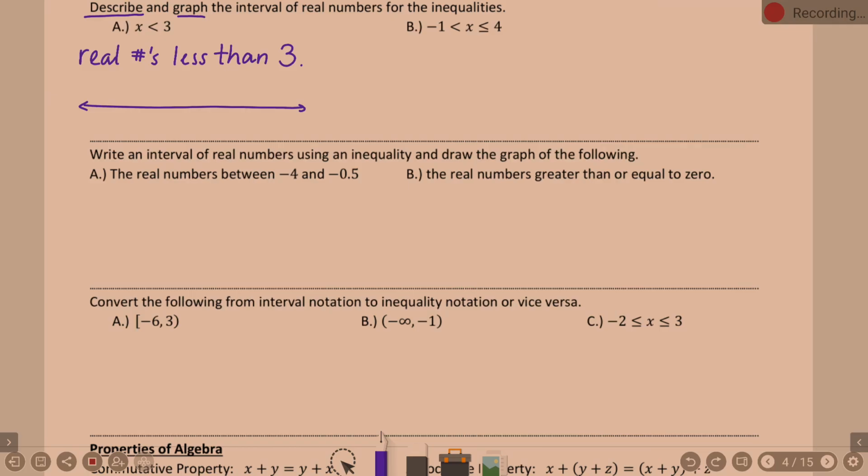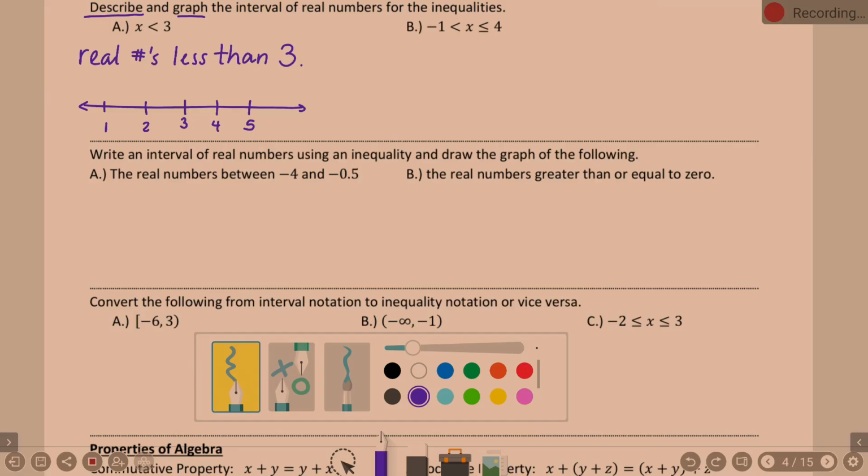Now, am I saying that if Brody put negatives, he's going to be wrong? No. I'm just, yes. Okay. Now, how do we graph this? Is it an open circle?